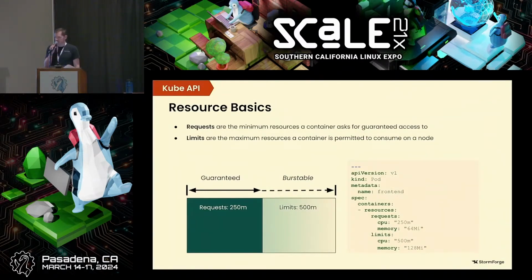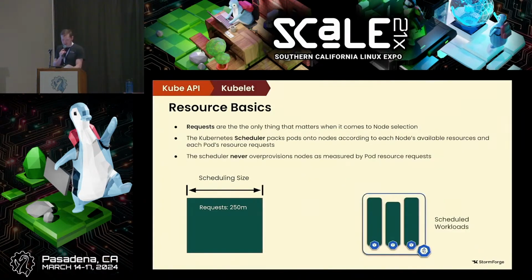Final bit of level setting, resource basics. Again, a reminder for anybody who hasn't seen it: requests are the minimum resources a container is asking for guaranteed access to, and that is an input to the scheduler. It's going to try and find those requests somewhere across the cluster. Limits are a maximum that a container should be prevented from exceeding in the event that it tries. The two are not the same, so I just wanted to emphasize that.